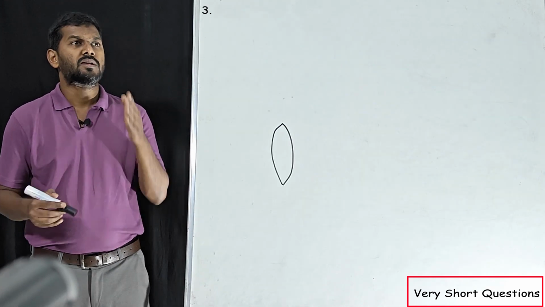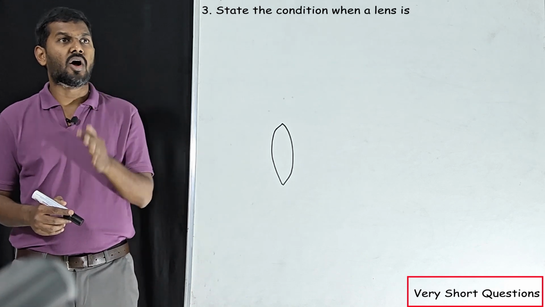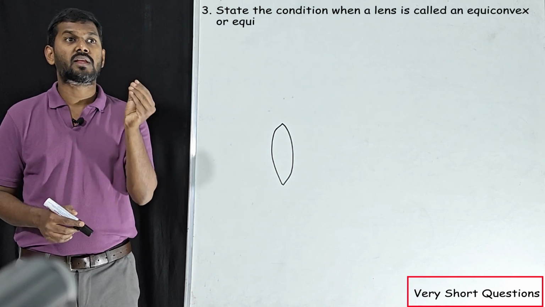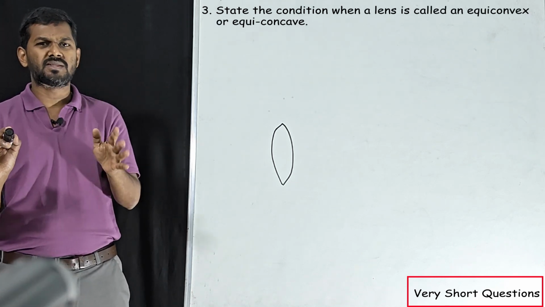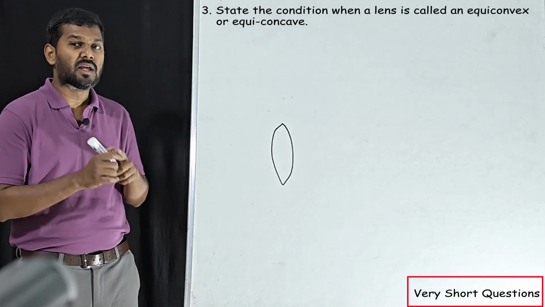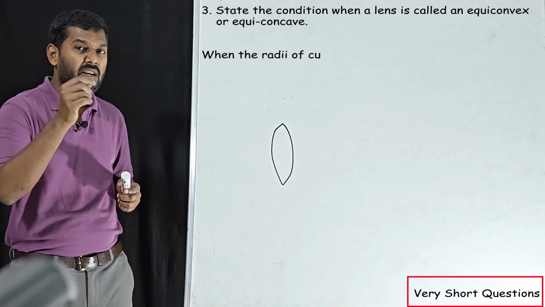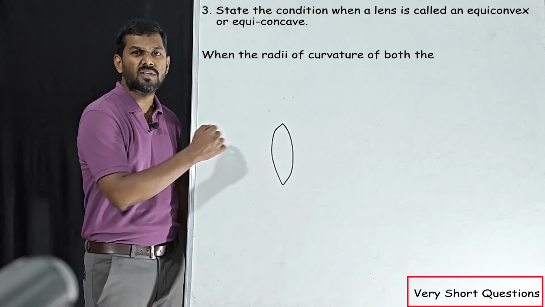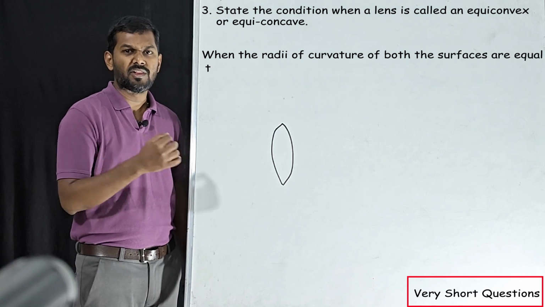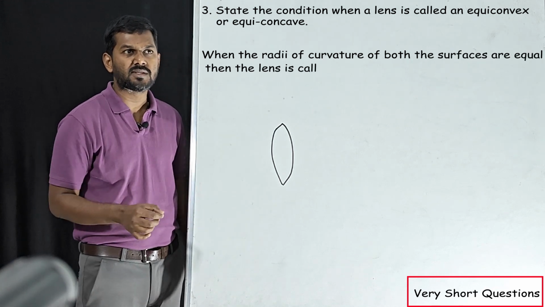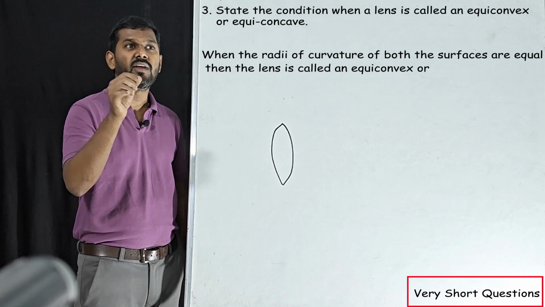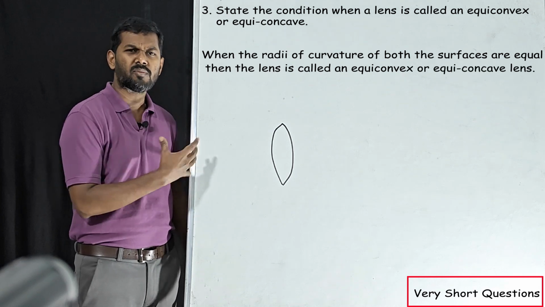Our next question, state the condition when a lens is called equiconvex or equiconcave. So very simple. The answer is the radii of curvature of both the surfaces should be equal. When these two are equal, then we can say whether it is equiconvex or equiconcave. What do you mean by that?